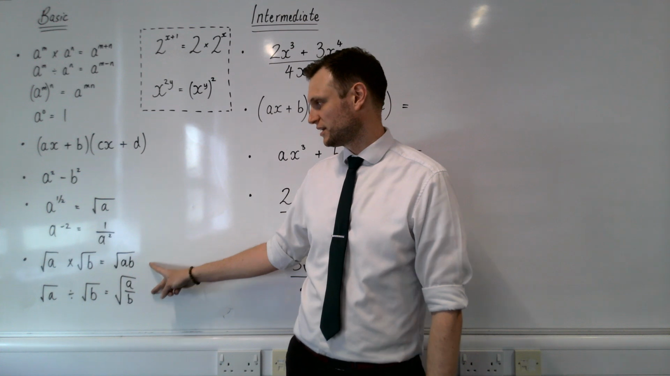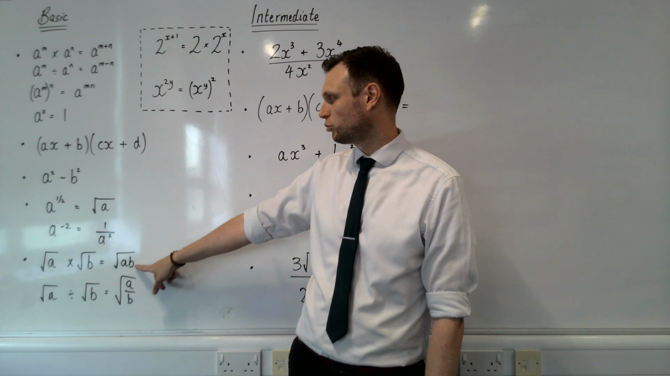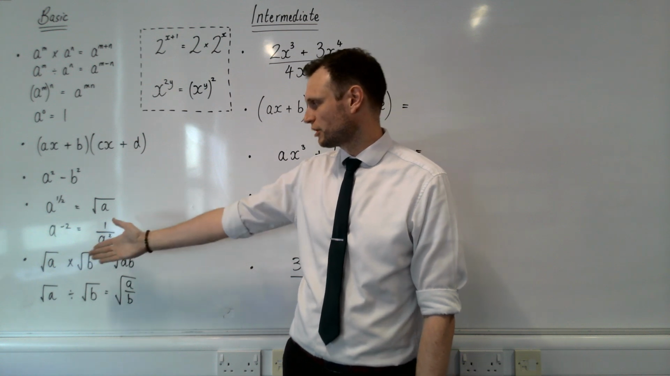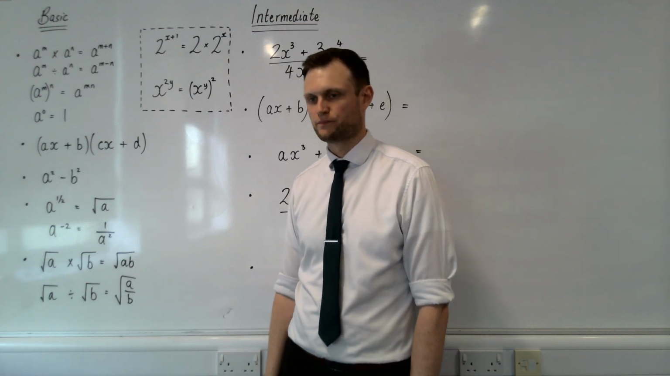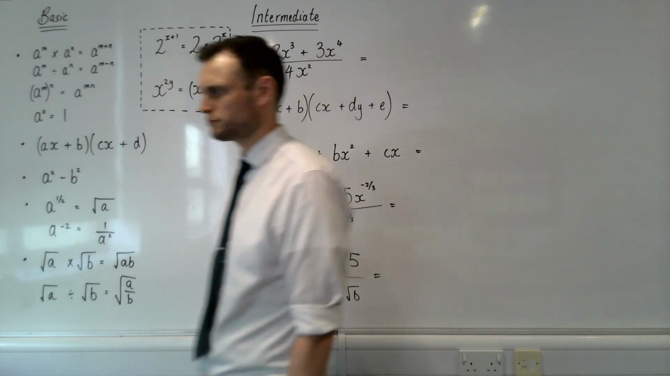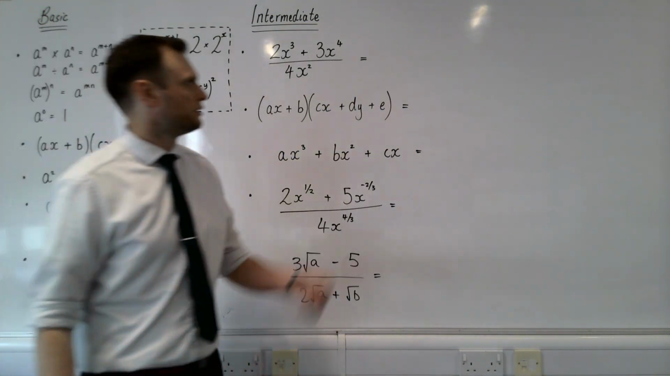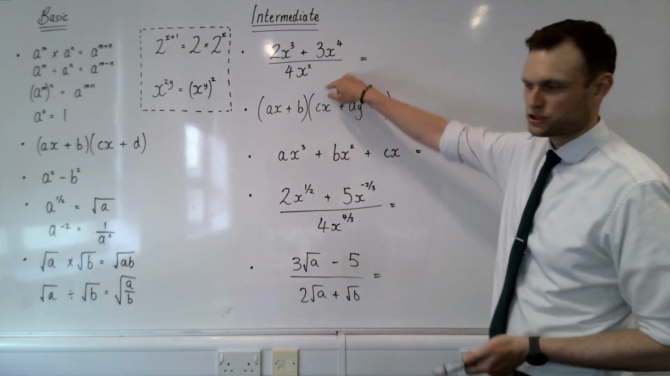But this multiplying two surds together, just multiply them and it's one square root, so root a times root b is root ab, and then the division is the same. If we move on to the kind of intermediate skills, we've got this, which is a big problem when it comes to differentiation and integration.